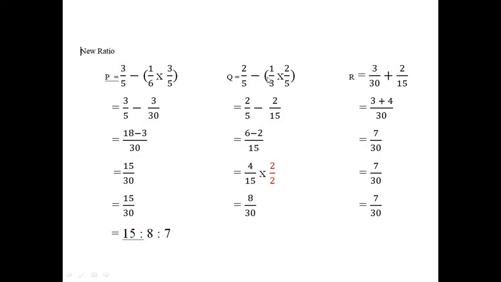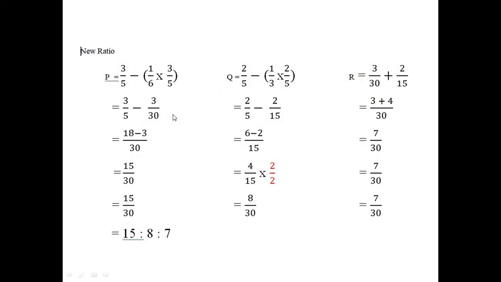Similarly, Q will also surrender his portion, that is 2/5. 1/3 of 2/5. So Q will surrender 1/3 of his share, that is 2/5. Surrender, as I already said, means subtraction. When we do the calculation here, we get this. I hope you know this calculation. You have to put this inside the bracket and solve this. Whatever portion you are getting, that is 3/30, this 3/30 will go to R.